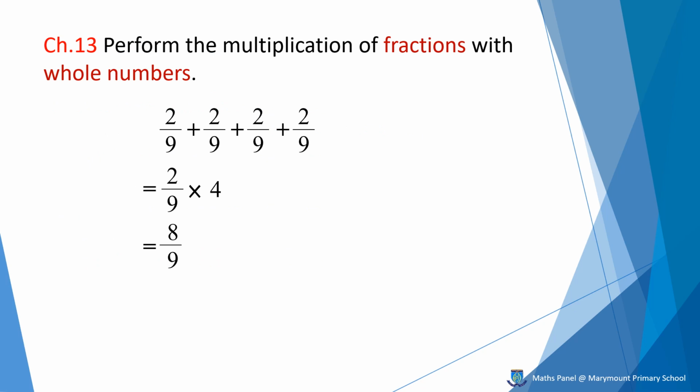This example shows how to perform the multiplication of fractions with whole numbers. So for 2 over 9 plus 2 over 9 plus 2 over 9 plus 2 over 9, they are totally 4 2 over 9. That means this is equal to 2 over 9 times 4. To calculate 2 over 9 times 4, we use the whole number times the numerator. That is 4 times 2, which is equal to 8. And then the denominator remains unchanged. That is 9. So the answer equals 8 over 9.